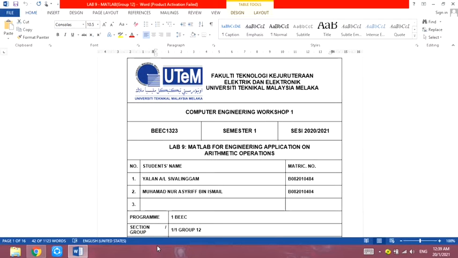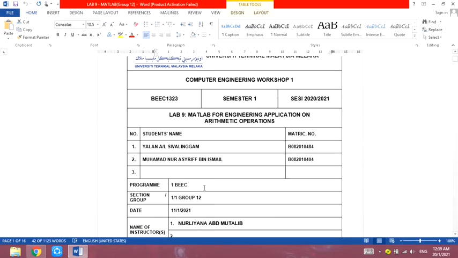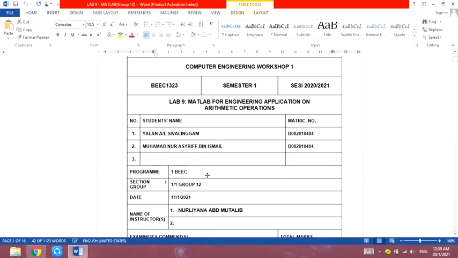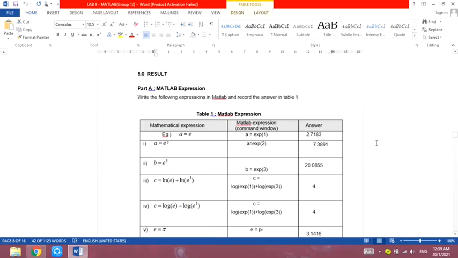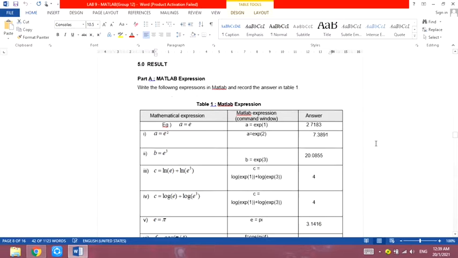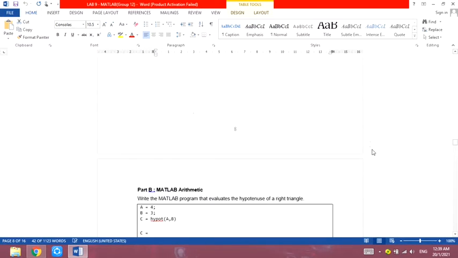This is the lab assessment for lab 9. We are from group 12. My name is Yalan and my partner's name is Muhammad Nur Ashraf. In part A, we have to show the MATLAB expressions and this is the result.